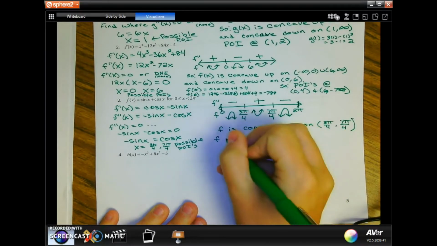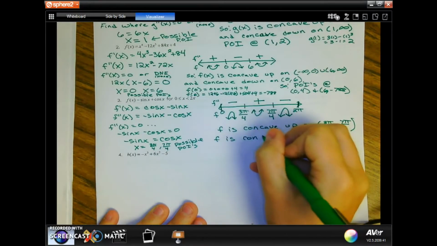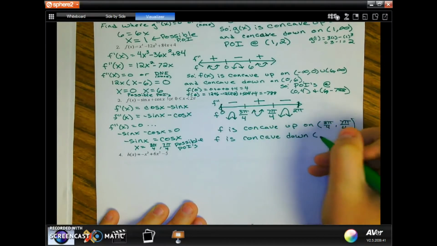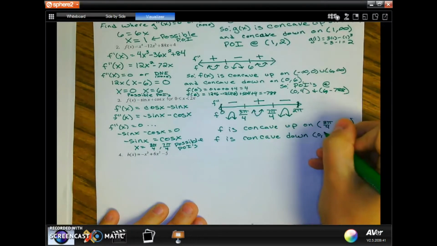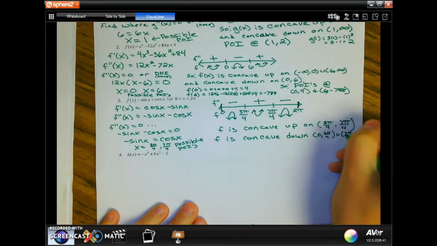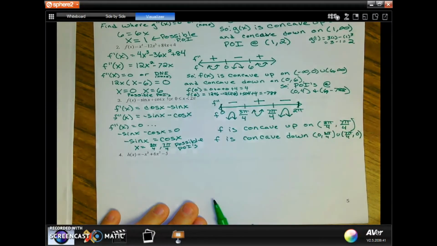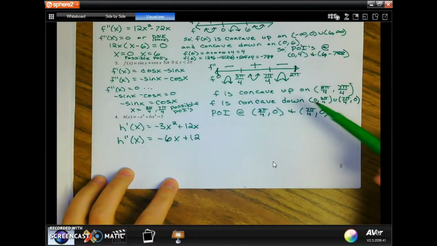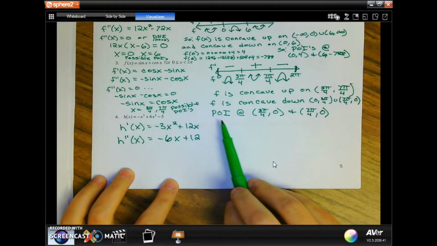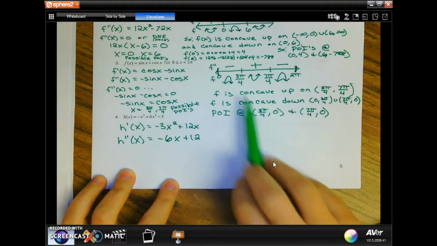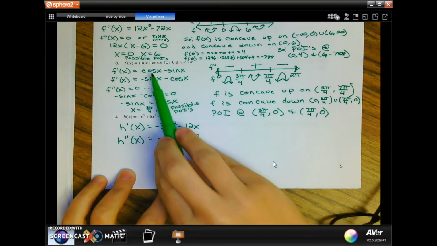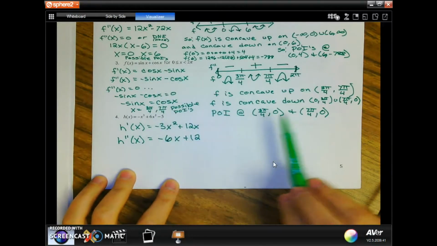And I can conclude that f is concave down, and I'm going to have to do a union on these two because there's going to be two, from 0 to 3 pi over 4, union 7 pi over 4 to 2 pi. Okay, so I can conclude where it's concave up and concave down, and since the concavity did switch, those are indeed points of inflection. So I have a point of inflection at 3 pi over 4, and again, that y value is obtained by taking this x value and plugging it into the original.